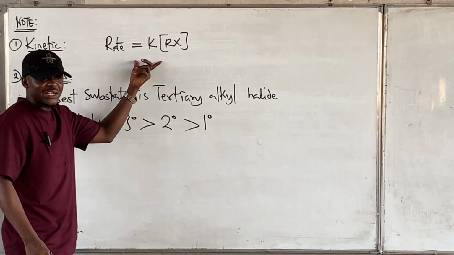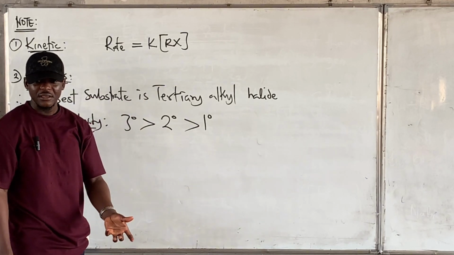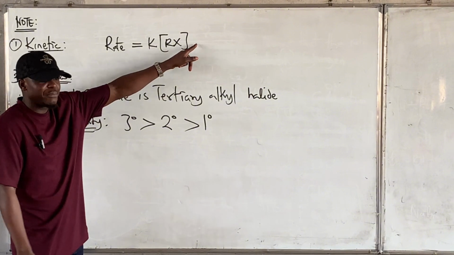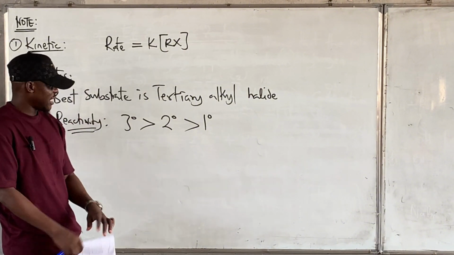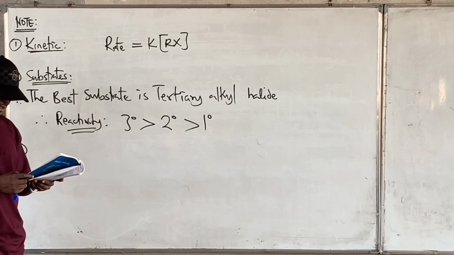So the rate of this reaction is independent of the what? Base. So even if you use something that is very weak, the reaction is still going to do what? Proceed. Because the rate does not depend on the what? Base. So that's basically what it means. So we said E1 are generally run with weaker bases.